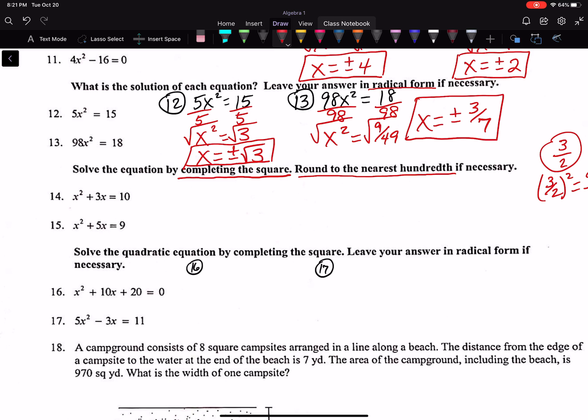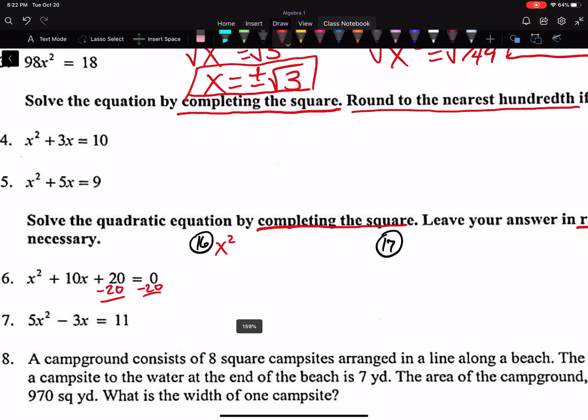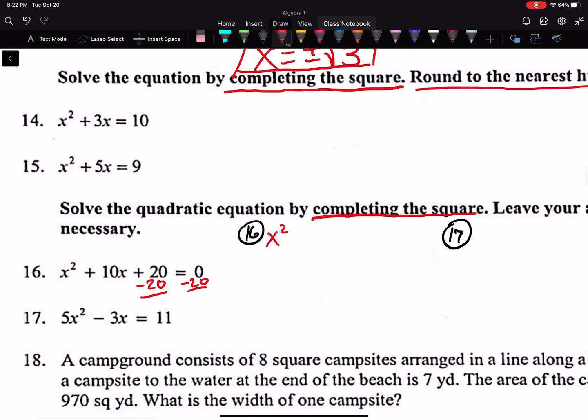16 and 17, we are still completing the square, but this time it says leave your answer in radical form. So believe it or not, this is actually quicker than rounding. Okay? For 16, it is not set up to do completing the square, so I'm going to move that 20 over, subtract 20 from both sides. So we're going to have x squared plus 10x plus blank, I'm going to leave that for my completing the square part, equals negative 20 plus blank.